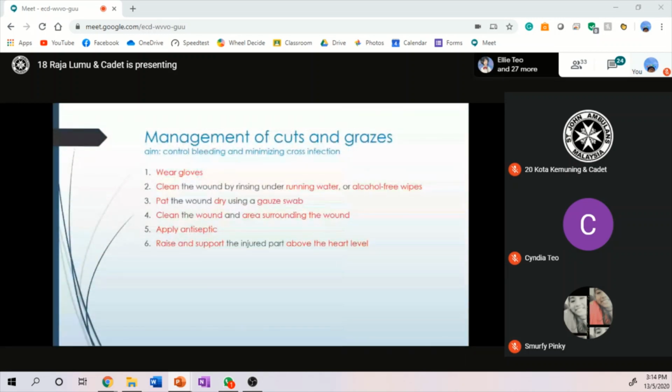But make sure that there is no bone fracture, because if the casualty's leg is broken and you raise the leg, it will worsen the injury because it is painful, right? So you have to ask first if there is any fracture. Like in an accident, we don't know which part is injured, right?